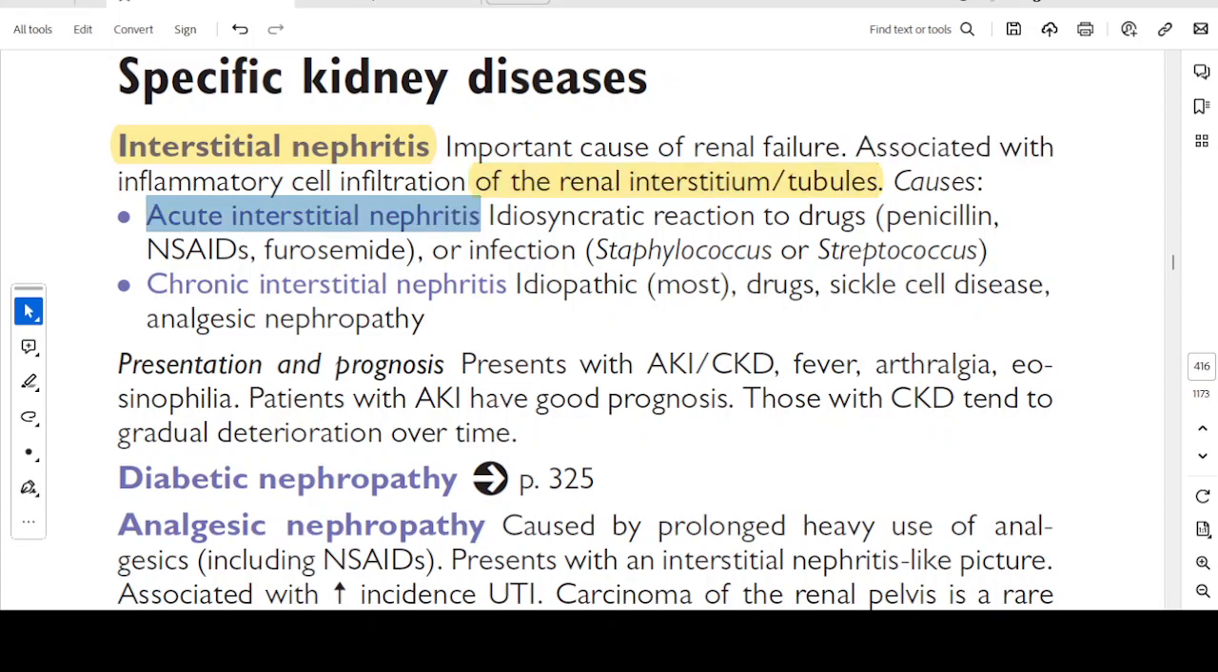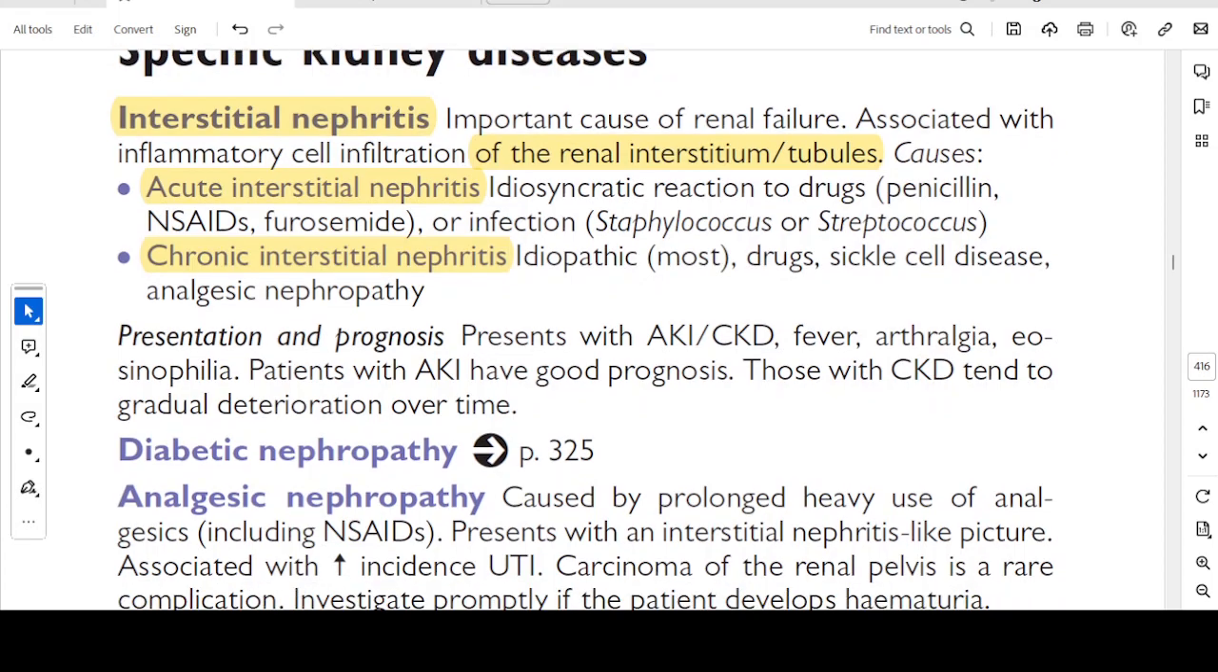So causes are acute interstitial nephritis causes and chronic interstitial nephritis causes. Acute interstitial nephritis is due to idiosyncratic reaction to drugs like penicillins, NSAIDs, furosemide, or infection like staphylococcus or streptococcus. Chronic interstitial nephritis causes are idiopathic, the most common cause, drugs, sickle cell disease, analgesic nephropathy. Analgesic nephropathy is a cause of interstitial nephritis.